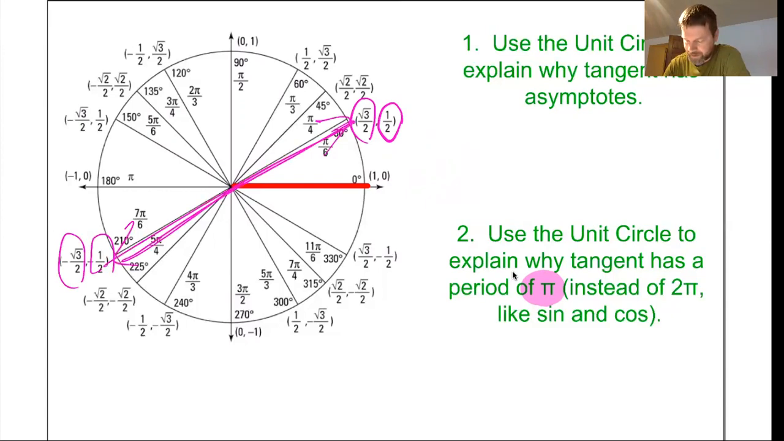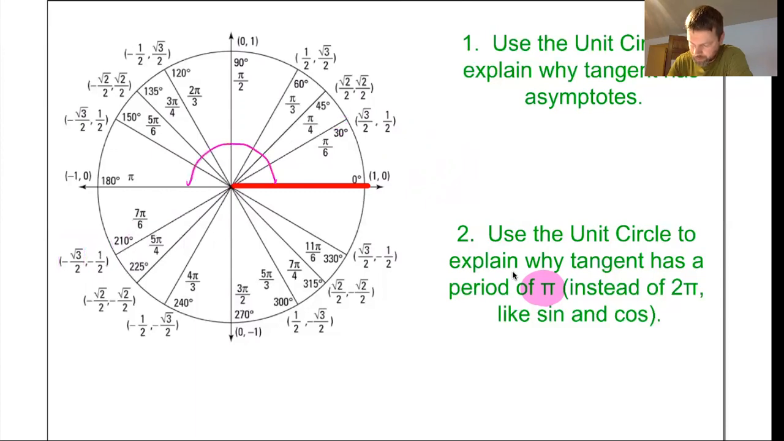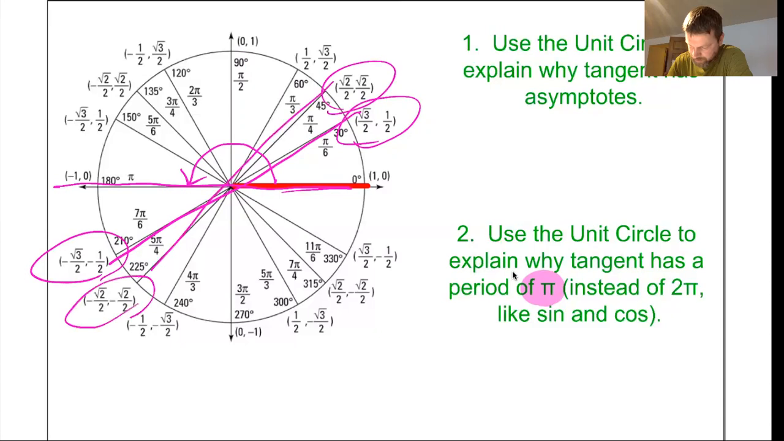So when I find tangents, as I go around this unit circle, all the tangents on one side are going to be the same as the tangents on the other. That tangent will be the same as the tangent there. The tangent there is going to be the same as the tangent there. And so the values actually repeat themselves every pi units.